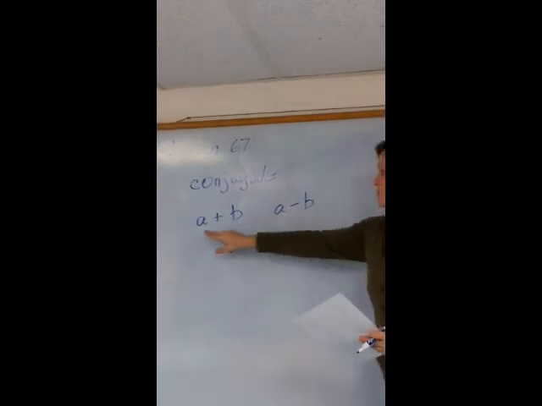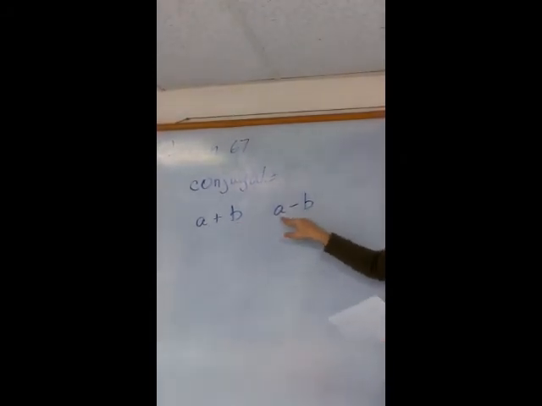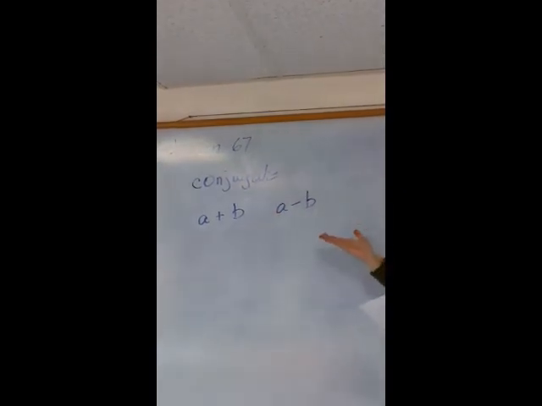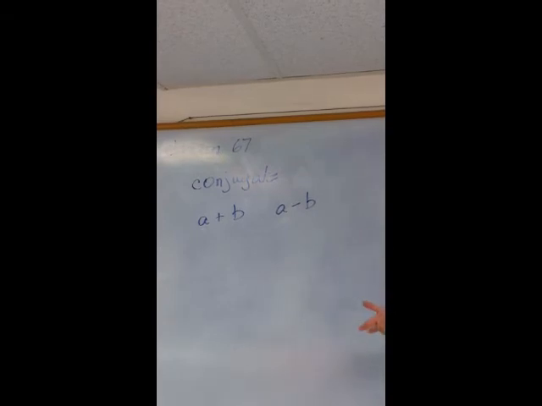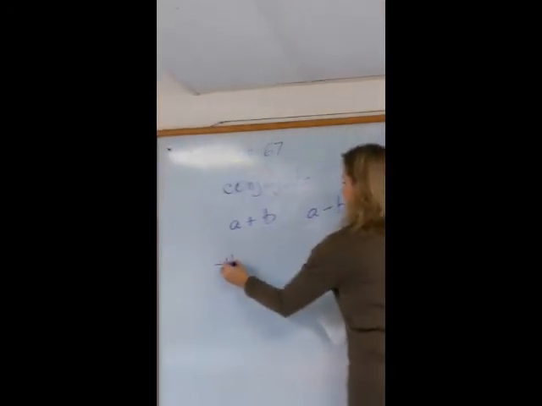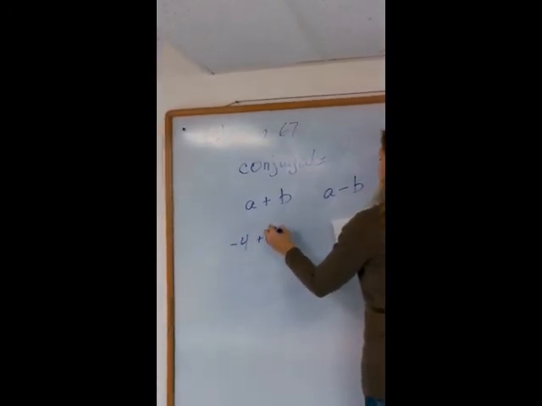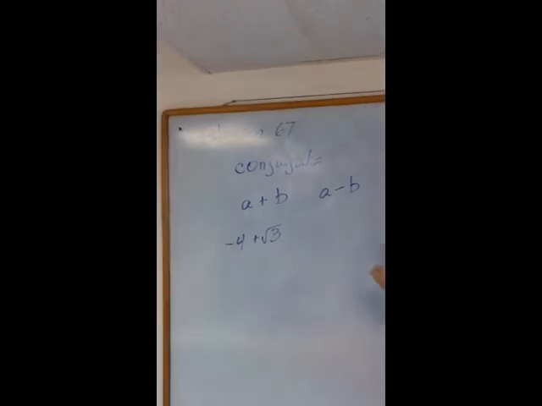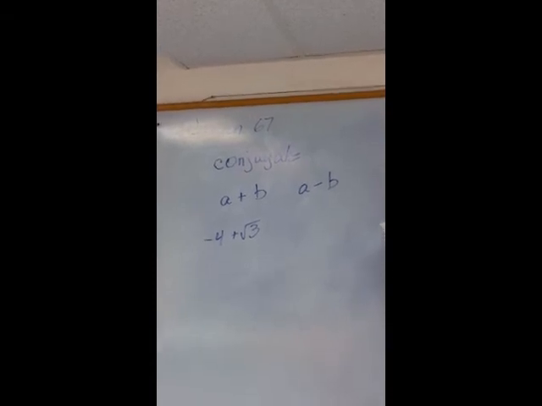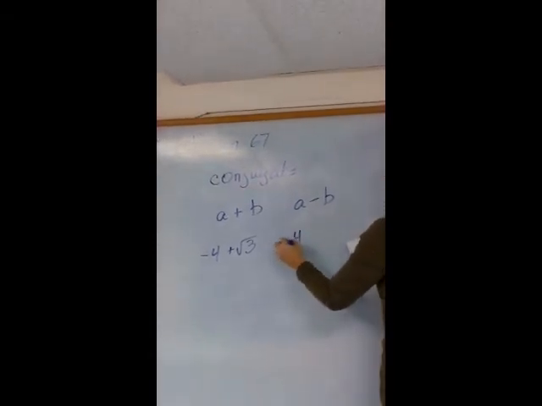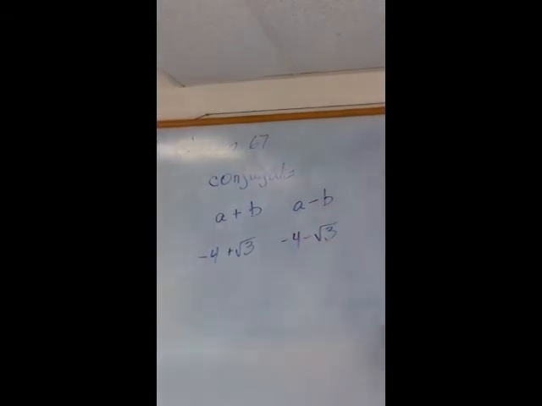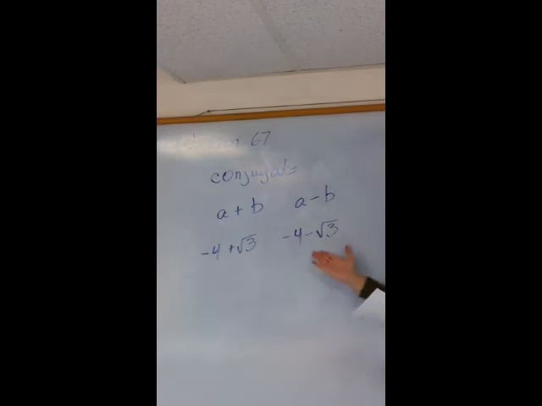Because we would have negative AB plus AB, and the middle terms would always cross out. And so this is going to be helpful in getting this square root out of the bottom of our fraction later. So you just need to be able to identify, like if this was in your denominator, negative 4 plus root 3, then you would need to multiply that by its conjugate to get rid of those middle terms. And so you keep the same negative 4, but you switch the sign of the second term. So these two would be conjugates of each other.